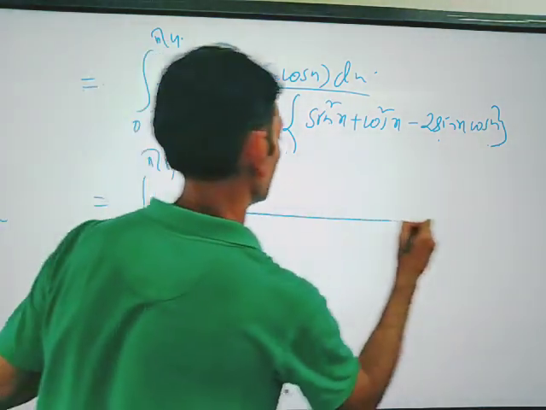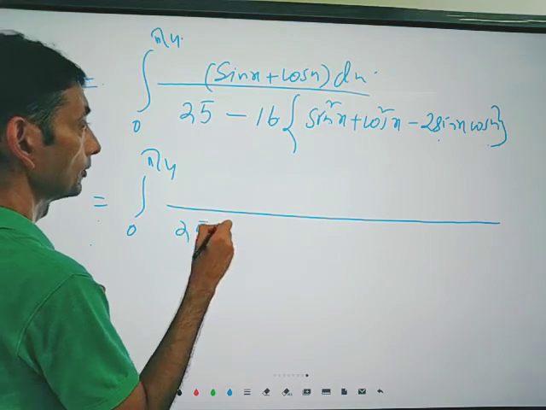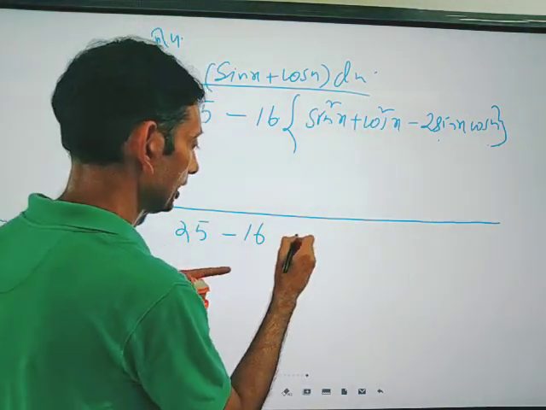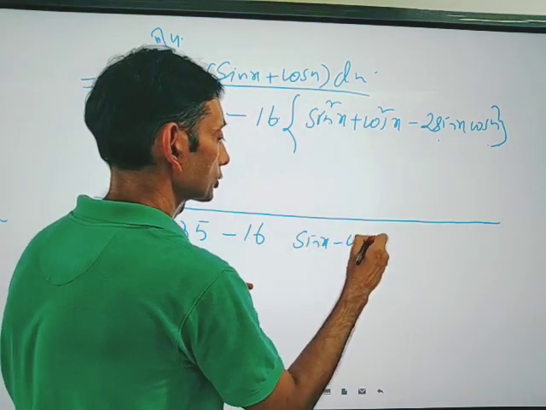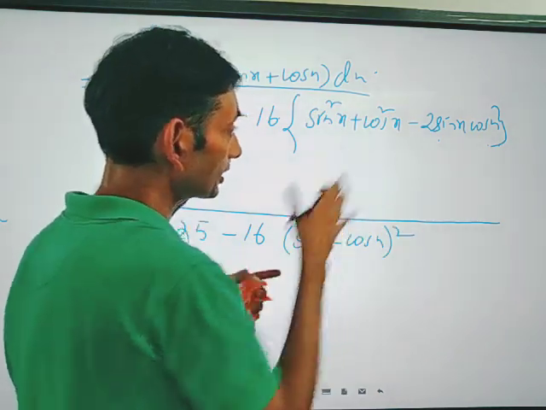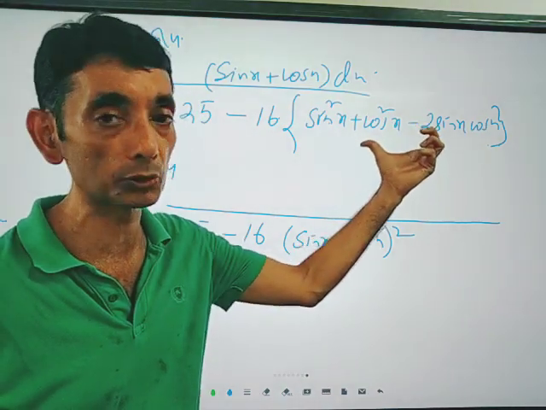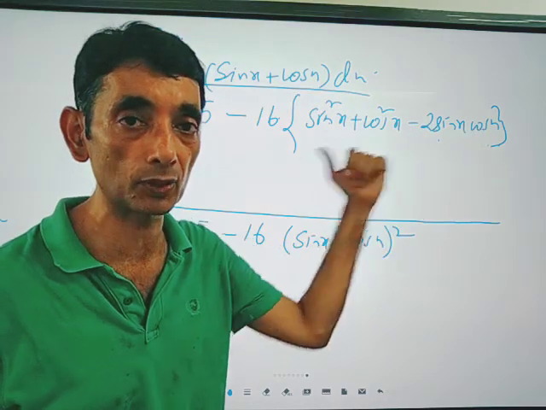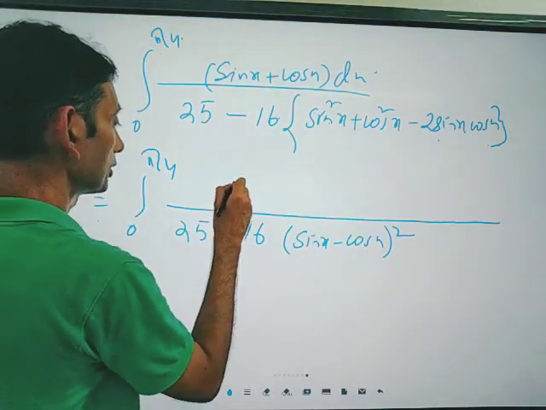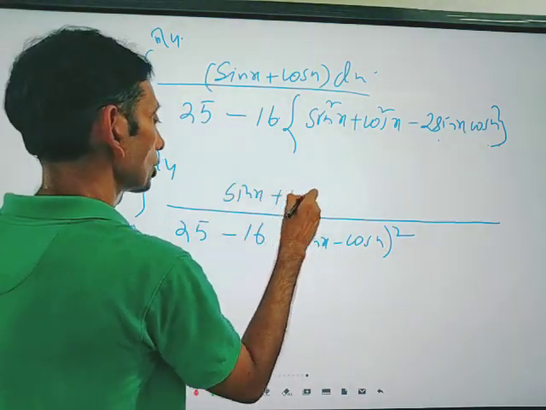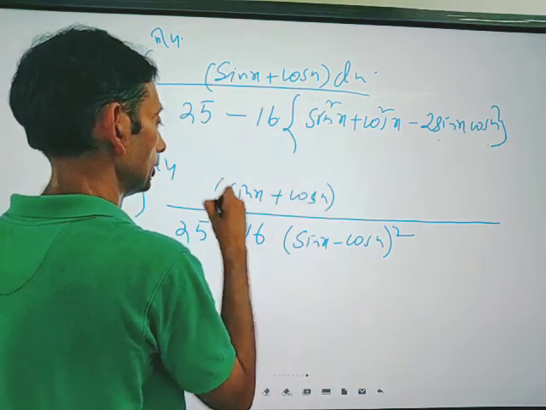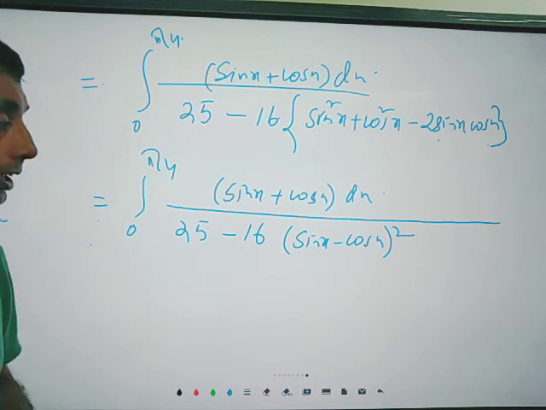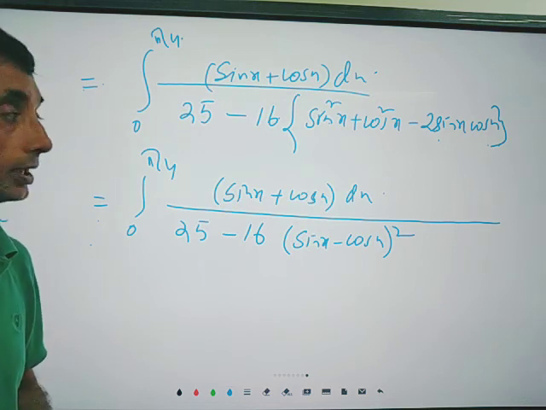This is 25 minus 16, and this particular expression can be written as sin x minus cos x whole square, since sin square x plus cos square x minus 2 sin x cos x can be written in this form. And the numerator is sin x plus cos x dx.